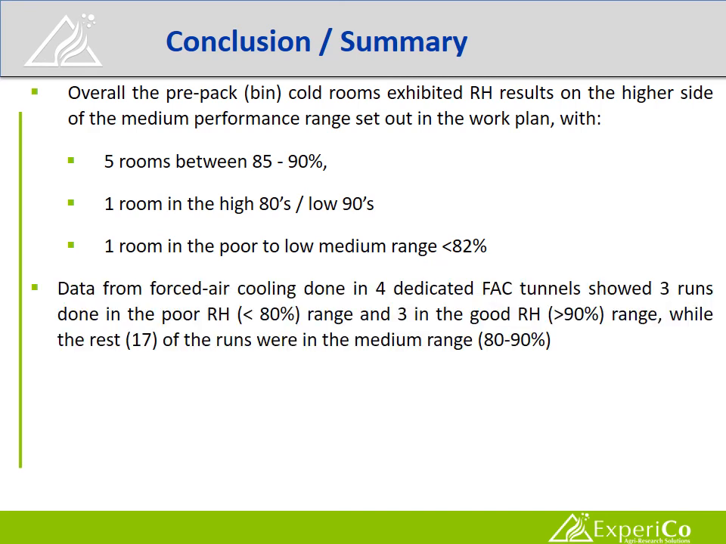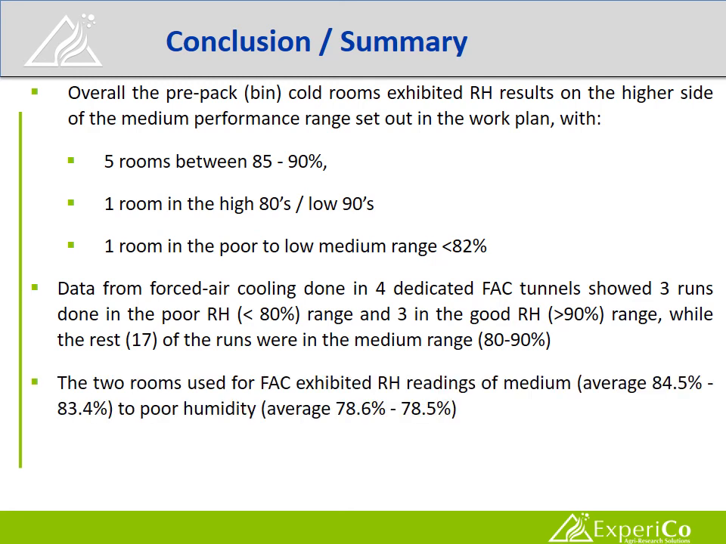Data from forced air cooling done in the 4 dedicated forced air cooling tunnels showed 3 runs in the poor RH range, that's below 80%, 3 runs in the good RH range, that was above 90%, while the rest of the runs were in the medium range, between 80 and 90%. The 2 rooms that were used for forced air cooling exhibited RH readings of medium to poor humidity, so that was in the low 80s to the high 70s.